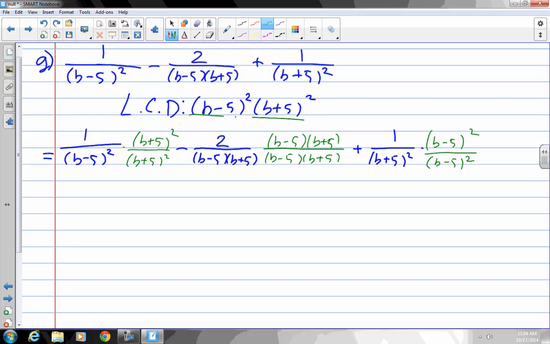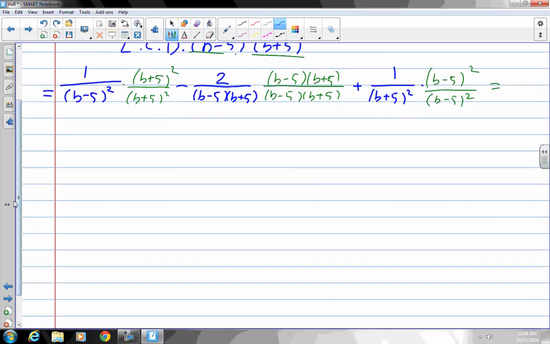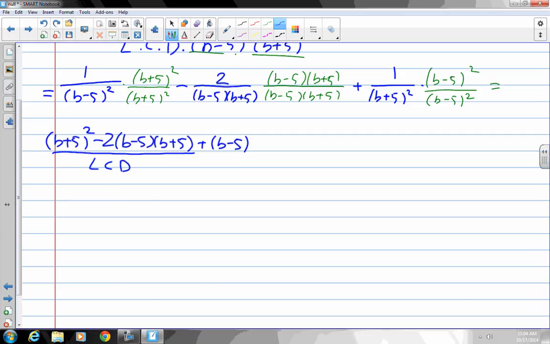Ugh. A lot of writing. Is that good? Found the LCD, multiply by what's missing. So now everything has the same denominator, so we can pull it all together, whatever the LCD is. So it is (b plus 5) squared minus 2 times (b minus 5)(b plus 5), plus (b minus 5) squared.